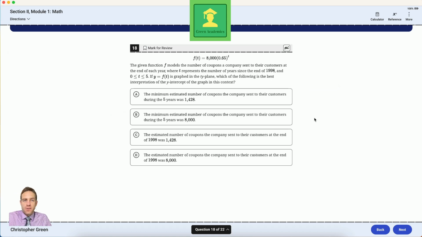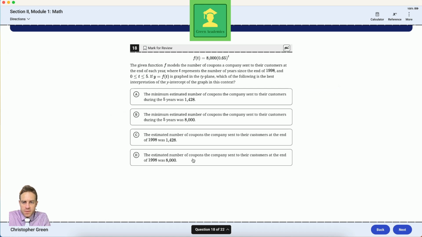The definition of the y-intercept is the y value you get when you plug in 0 as x. So f of 0 is 8,000 times 0.65 to the 0. 0.65 to the 0 is 1, because anything to the 0 is 1. So f of 0 is the number 8,000, which is to say that the chart, whatever it looks like, starts at 8,000. And since t represents the number of years since 1998, t being 0 is right at the end of 1998. So I would have said at the end of 1998, the number of whatever coupons is 8,000.